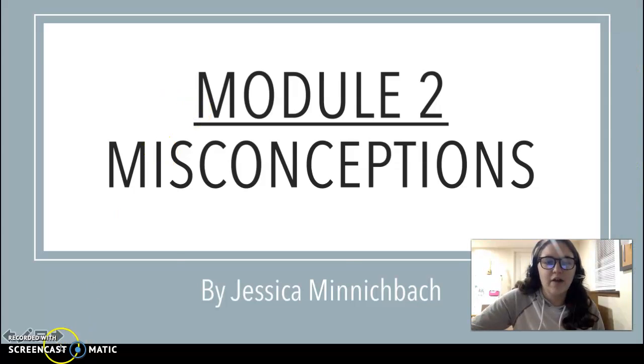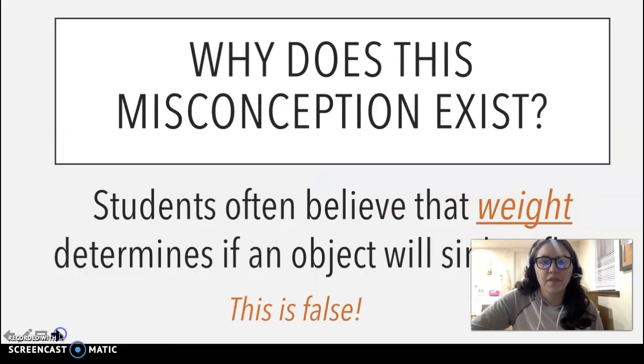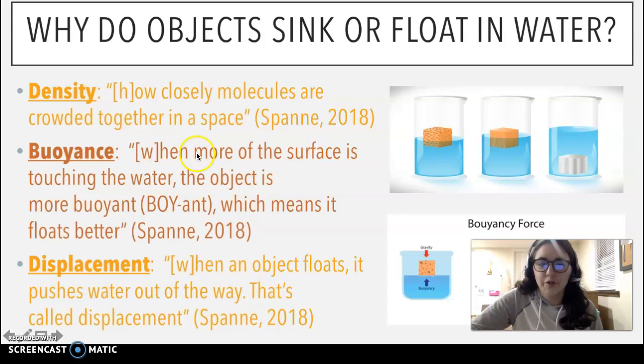So the misconception I will be discussing today falls under the forces and fluids category. Number 1 being objects float in water because they are lighter than water, and misconception number 2, objects sink in water because they are heavier than water. Now we know these to be false, so why does this misconception exist? Students often believe that weight determines if an object will sink or float, which is not true.